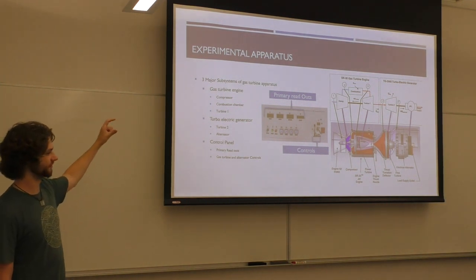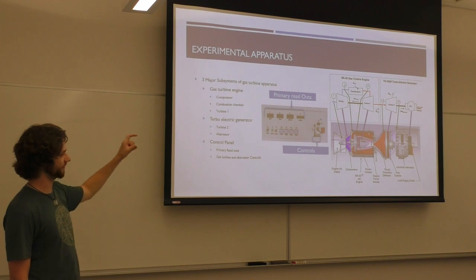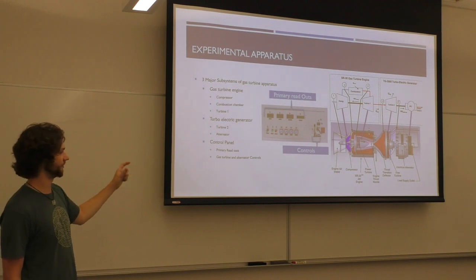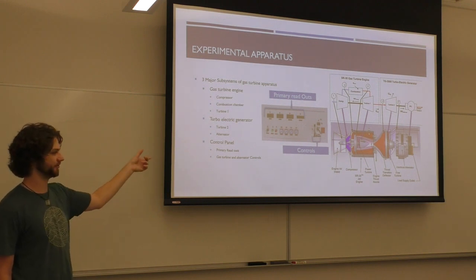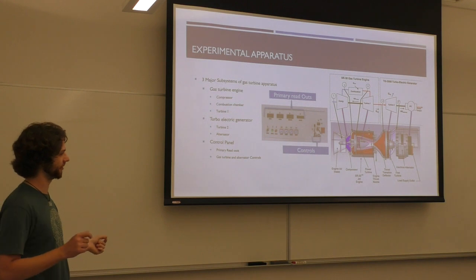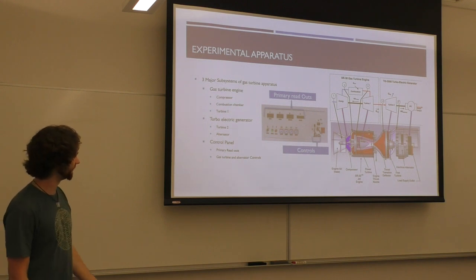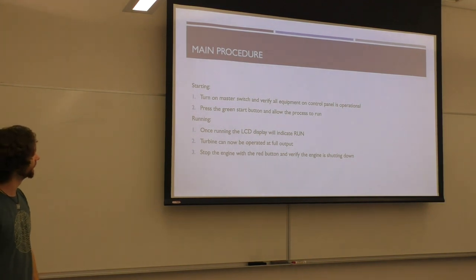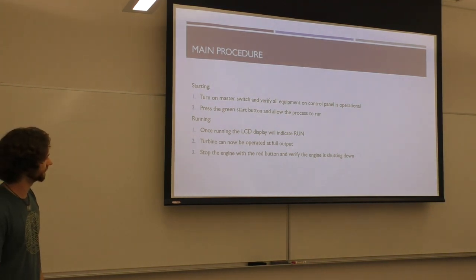There's a gas turbine, which is the first primary compressor, combustion, and turbine section, and then there's the turboelectric generator, which is just a turbine and an alternator. And then there's also a control panel, which has our primary readouts and our controls for the throttle and the alternator power load. Here we go, next slide. And so the main procedure, did I lose a slide here? Did you click that twice?